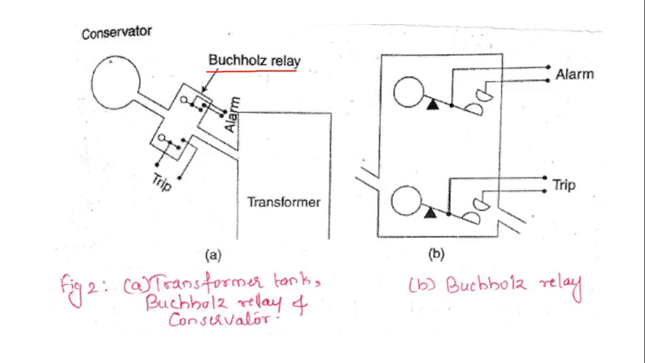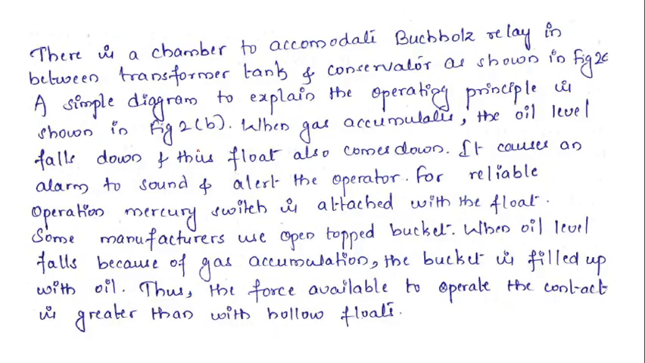The conservator will be at a little upper side, whereas the transformer tank will be at the lower height. The straight pipe has an angle of approximately 10 to 11 degrees for better performance. As and when the gas accumulates at the top layers of the transformer tank, it will flow through this Buchholz relay and automatically give a signal alarm. How it is going to operate, we'll explain now.